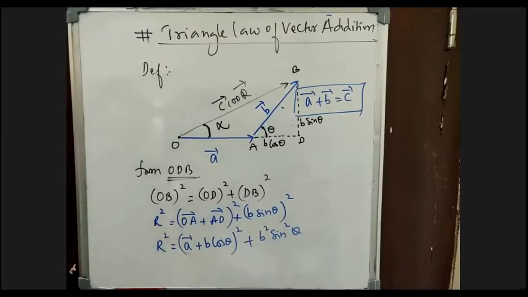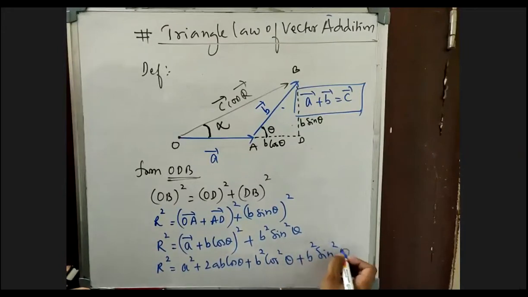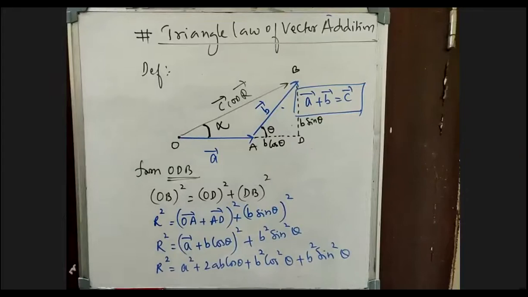This is in the form of (A plus B) whole square. So simplify that. R square is equal to A square plus 2AB cos theta plus B square cos square theta plus B square sin square theta. That's it. So simplify this one.